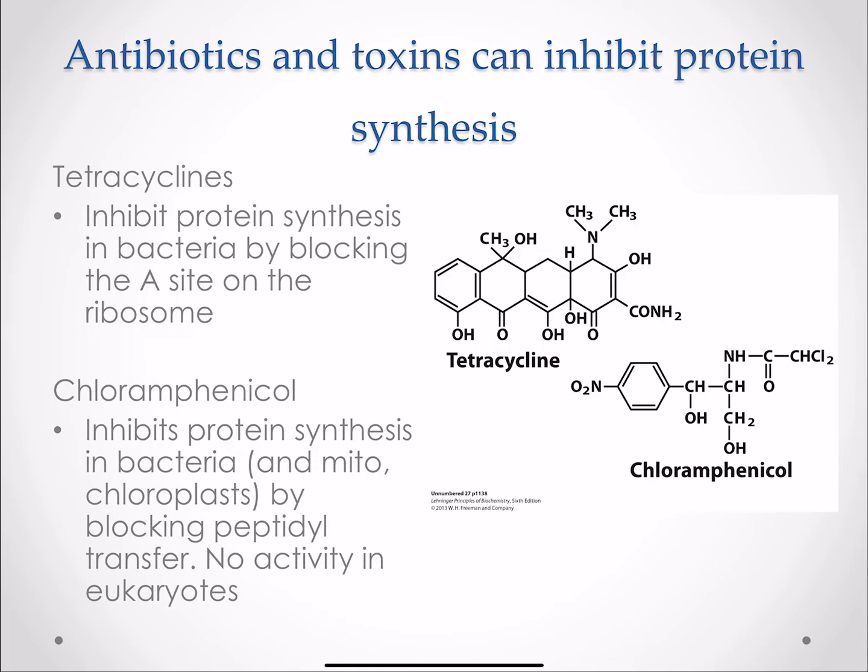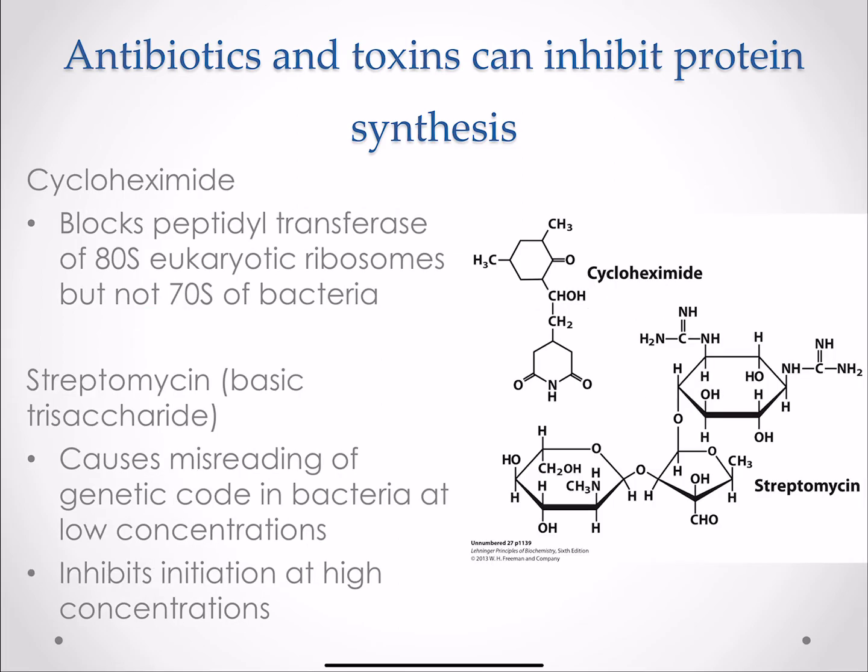You don't get a full peptide, and so your protein does not fold properly or function. Tetracyclines are going to inhibit protein synthesis in bacteria, and they are going to block, again, that A site, so you're not going to allow more tRNAs to come in. Chloramphenicol is also going to inhibit protein synthesis, and this is by blocking peptidyl transfer. And the nice thing is it has no activity in eukaryotes. Cycloheximide is going to block the peptidyl transfer of our ribosomes, but not of the 70S bacterial ribosomes.